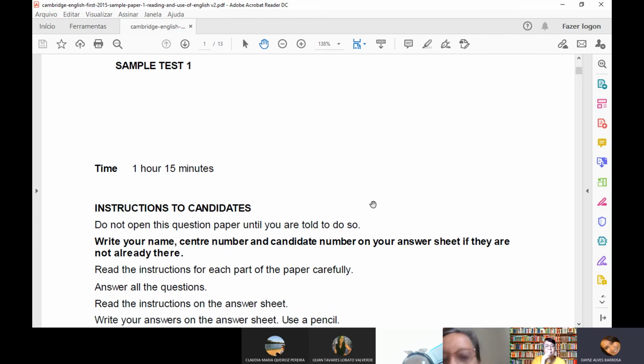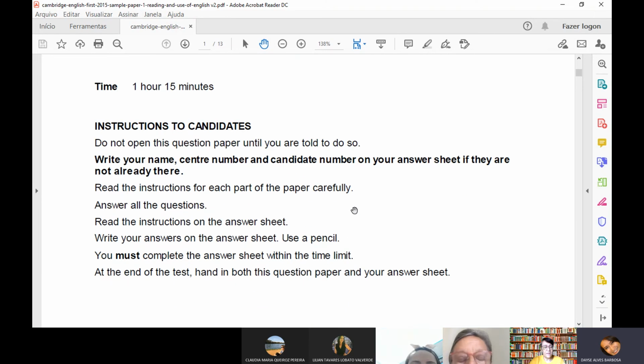What else? You have the test, and you can write on the test paper, but you can't take the test paper home. You have to return everything. And there is one separate sheet of paper where you will mark your answers, where you will write your answers. So they say here, do not open this question paper until you are told to do so. This is the same on all the papers.